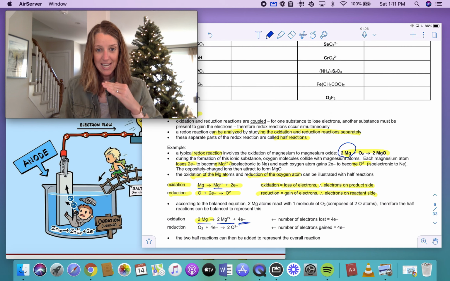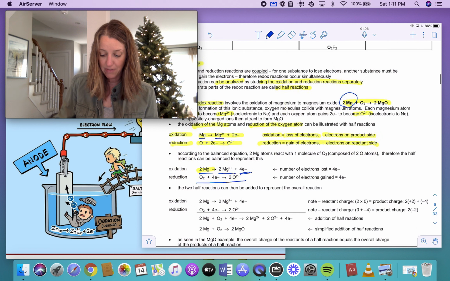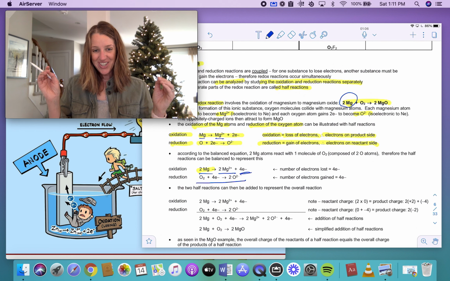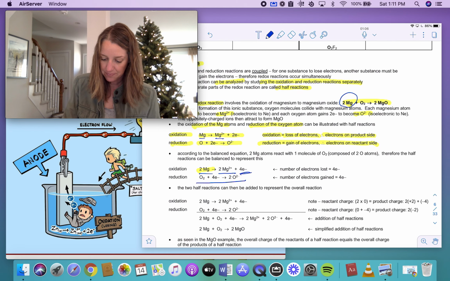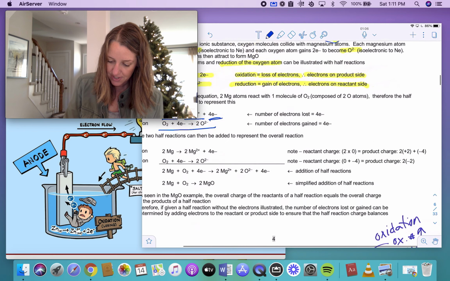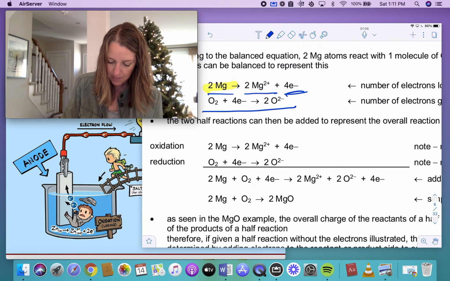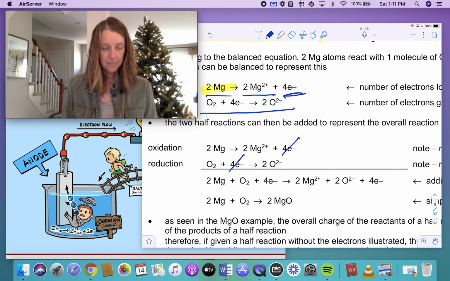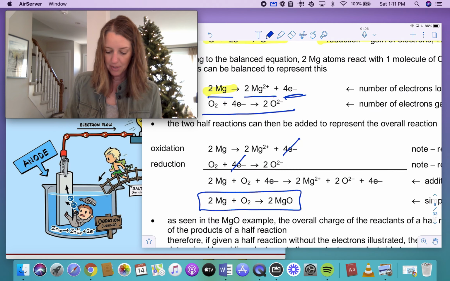I'm going to take my reduction half reaction and I have to show that the total number of electrons gained is 4 electrons. The 2 half reactions can then show the overall reaction, and I want you to see this, okay? Let me just do it this way. Our electrons on the product side cancel out my electrons on the reactant side, and there is my final chemical equation.